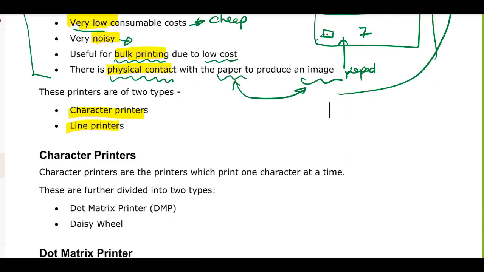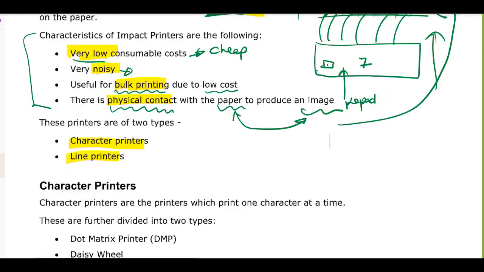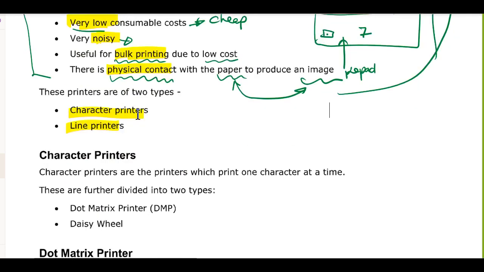There are some further classifications of the printers. One of them is called character printers, and the other is called line printers. Of course, character printers print one character at a time, whereas line printers print one whole line at a time. I guess what you find in banks is the more advanced version of impact printers that print one whole line at a time.